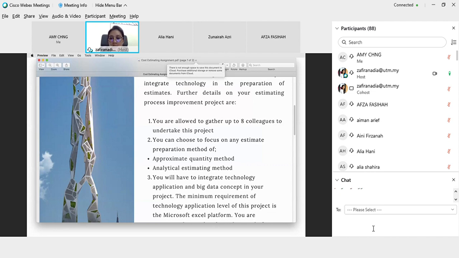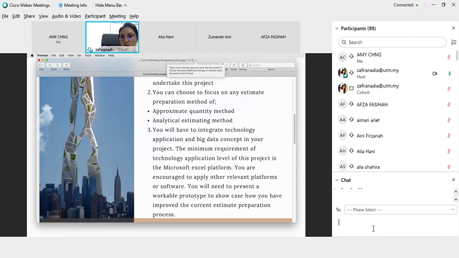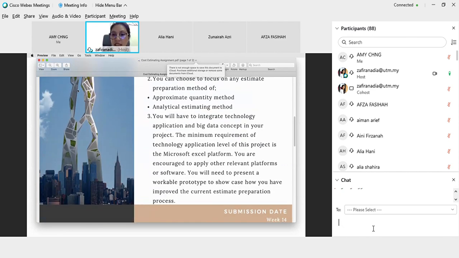So later I want to ask the class rep, and you guys have to assist the class rep to make the list of who is in which group, and which group is doing the approximate one, which group is doing the analytical estimating method. So you will have to integrate technology application and big data concept in your project. The big data concept I already explained to you the other night, which I believe many of you attended. So you have to blend in the concept of big data and use technology to do this estimating project.